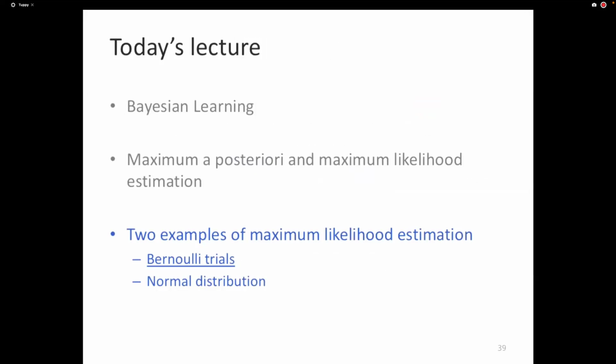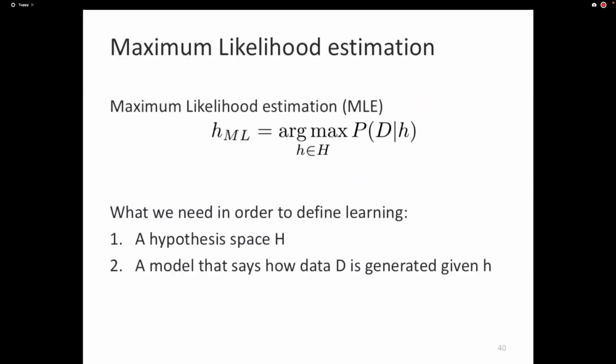The first one is a very simple example. In fact, it's so simple that you can actually get the answer without doing any of the heavy lifting. But then I'm going to make it unnecessarily complicated just to show you that it works. This involves Bernoulli trials. And we're going to focus on maximum likelihood estimation, which means that I'm not going to say anything about the prior for now.